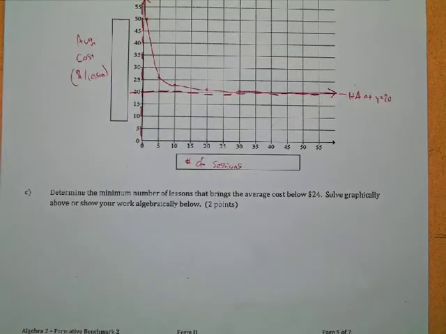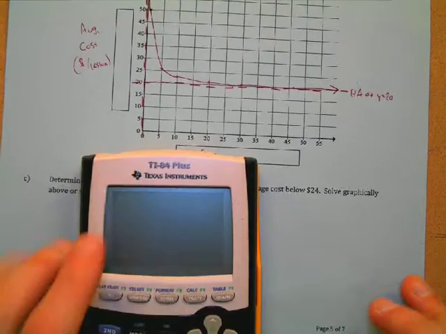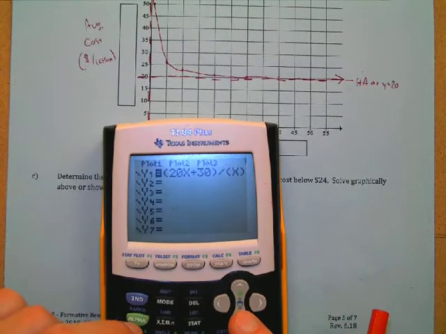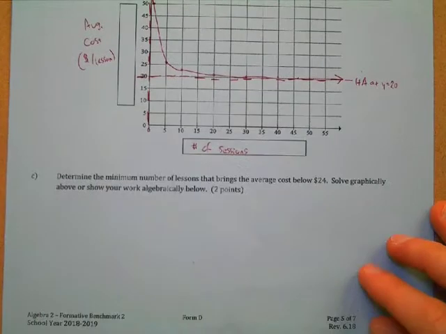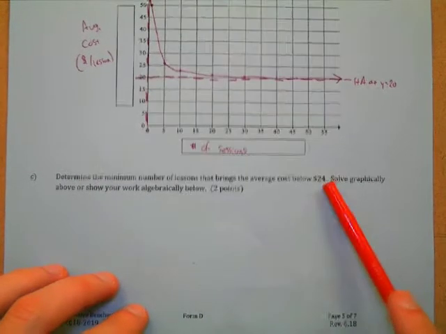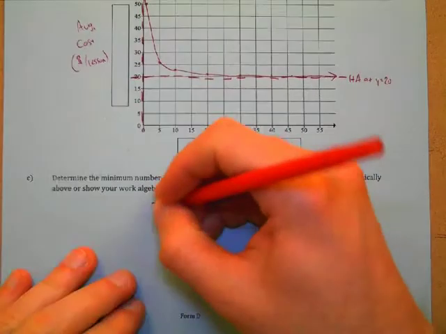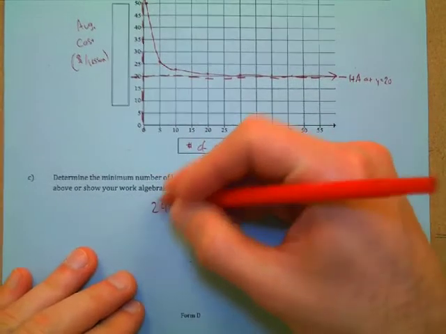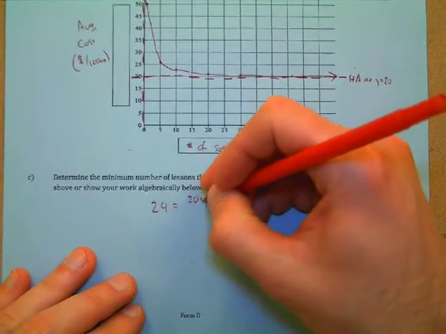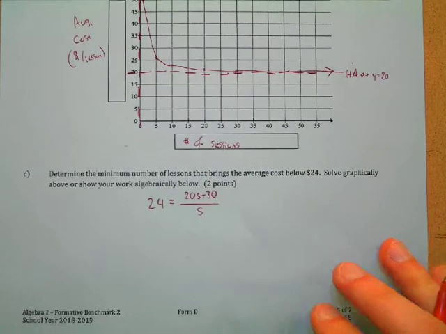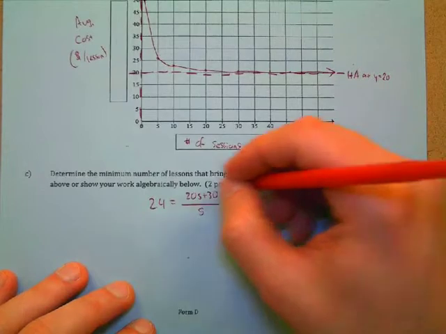So, yeah, Patrick? Well, we're not going to put in 8 for x. We want the average cost to be 24 here. So what do we put in instead? 24. But 24 is not a number of sessions. 24 is the average cost. We're going to do 24 equals 20s plus 30 over s, like that. So that 24 goes right here.